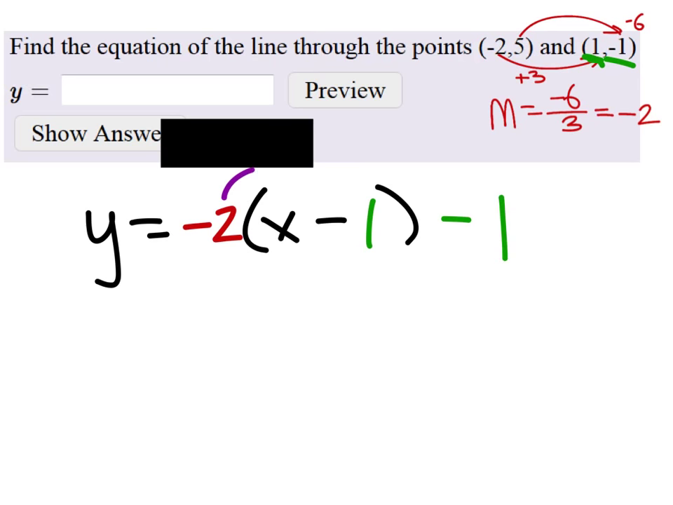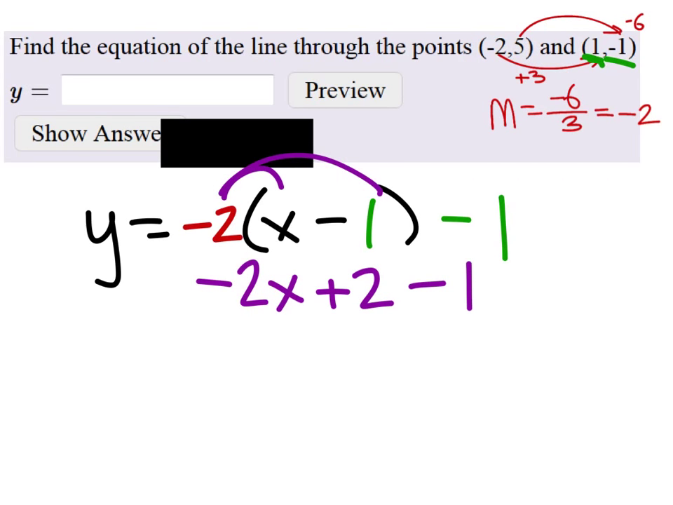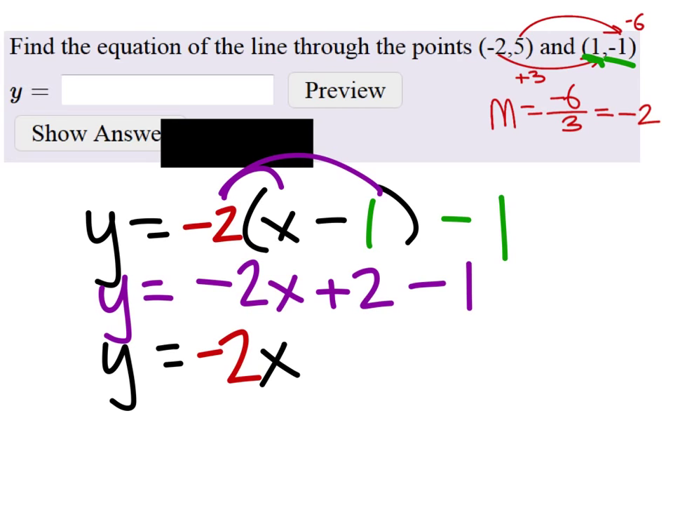Now to simplify this, I would distribute this -2, so -2x. That's -2 times -1, which makes that a +2. And then, of course, we got that -1 right there. So combining like terms, we got y = -2x, nothing to combine with that. But we got 2 minus 1, which is a +1. There it is.